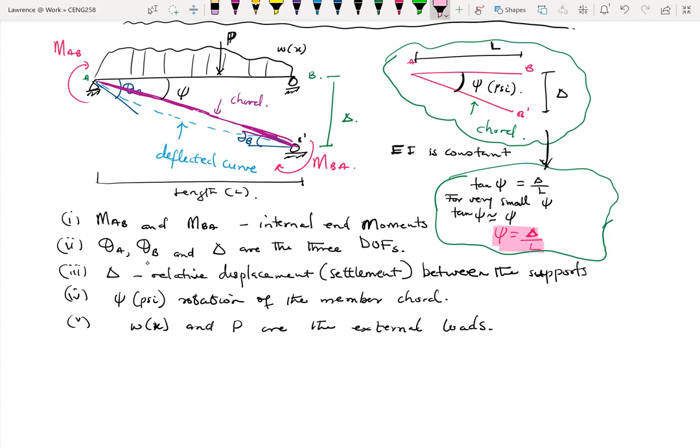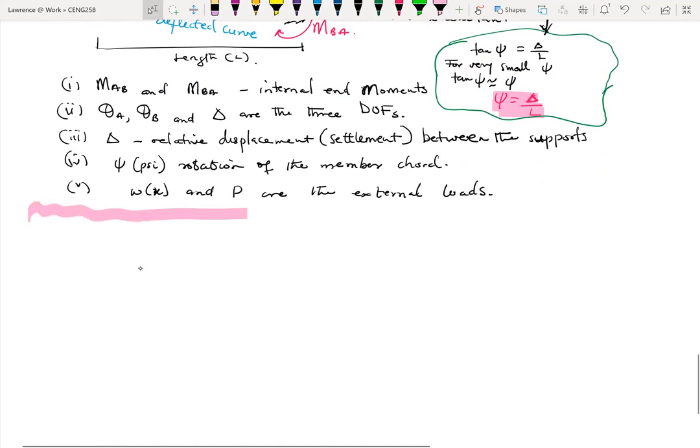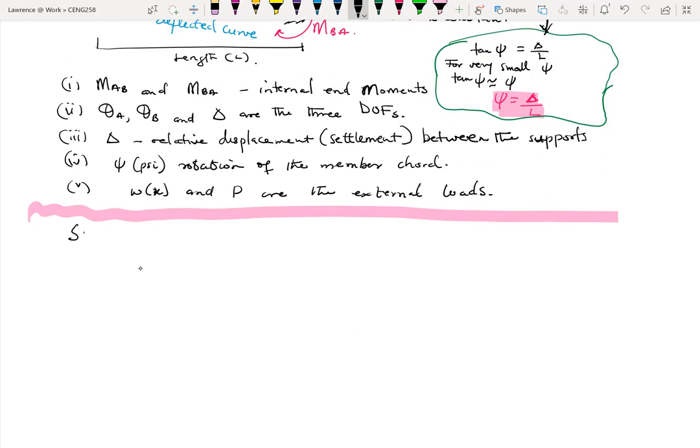And in most cases, the amount of deflection that a beam or a structure would experience, or the settlement that a structure is going to experience, is very small. So small that the angle is also so small, to the extent whereby we can assume that the tan of that angle is the same as the angle. All right. So once we have that, we can then look at the sign conventions. Sign conventions are very important in this analysis.